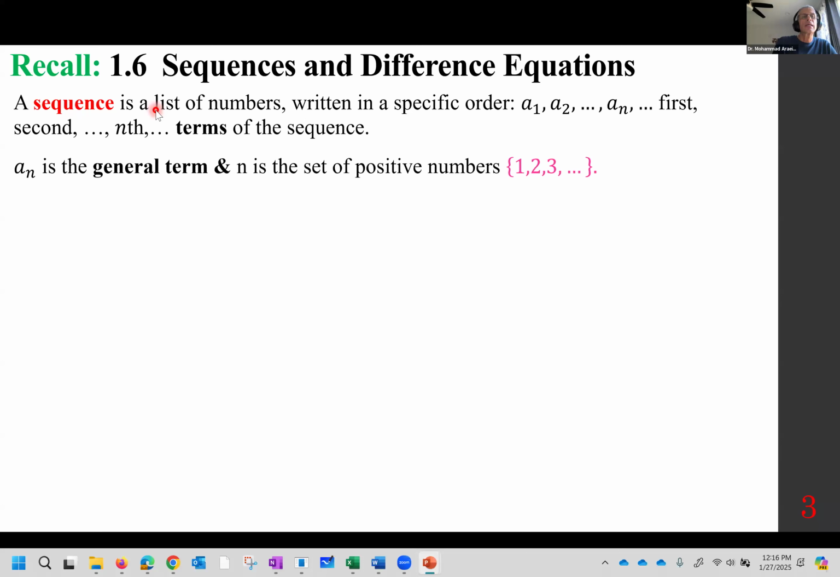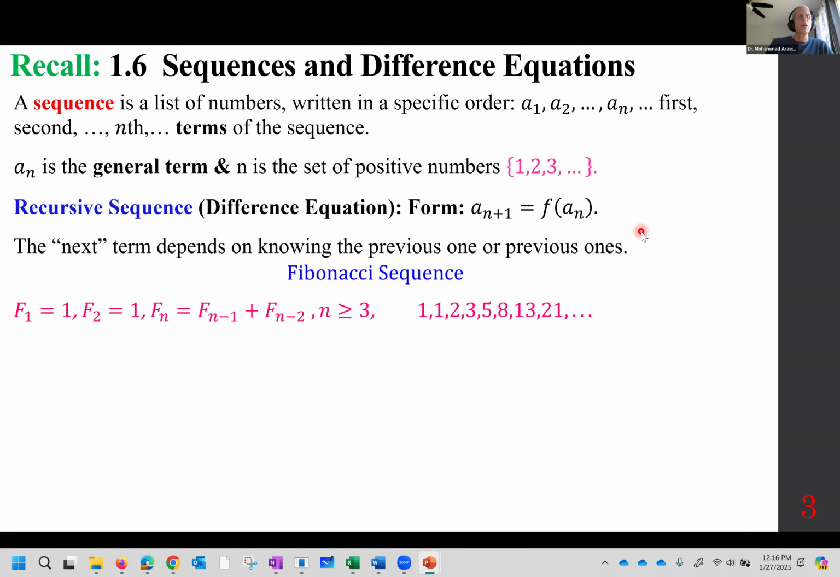A sequence is a list of numbers written in a specific order, a sub 1, a sub 2, all the way to a sub n, first, second, and nth term. A sub n is the general term, and n is the set of positive integers, 1, 2, 3 to infinity. Recursive sequence, also known as difference equation, is in the form of a sub n plus 1 is f of a sub n. The next term depends on knowing the previous one or previous ones.